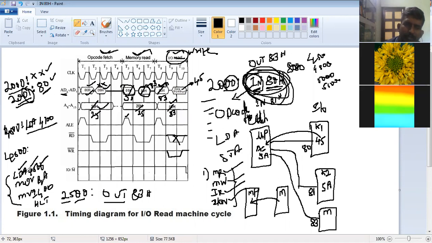Because we don't have an instruction called accumulator write, because the data available in this address needs to be stored in the accumulator. But I don't have an instruction called accumulator write or register write. Understood? Okay, so opcode fetch, memory read: totally 10 T states for the first one. Then next line, MOV B, A. How many T states? What are the machine cycles?